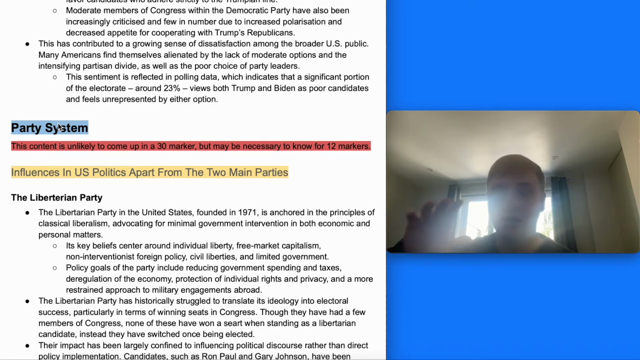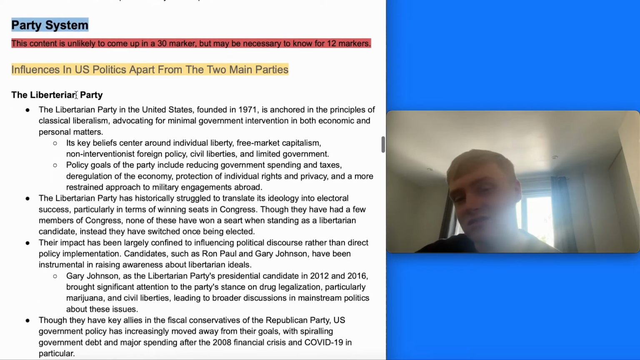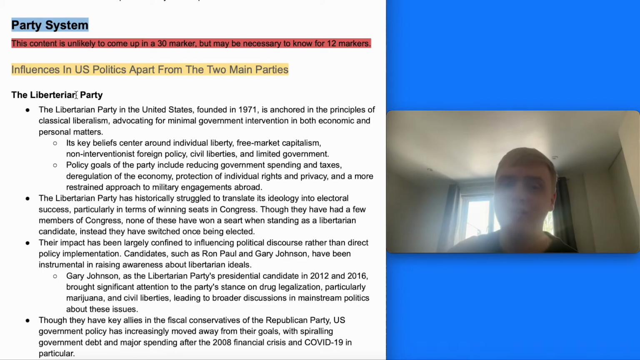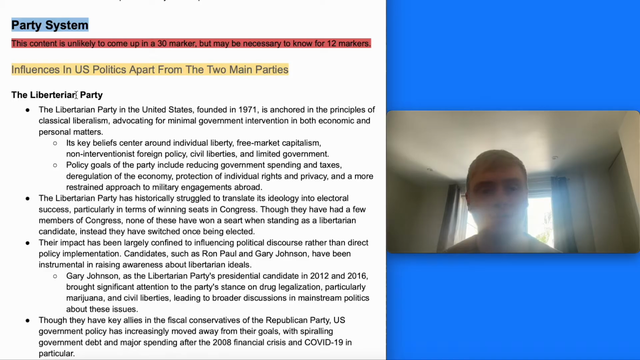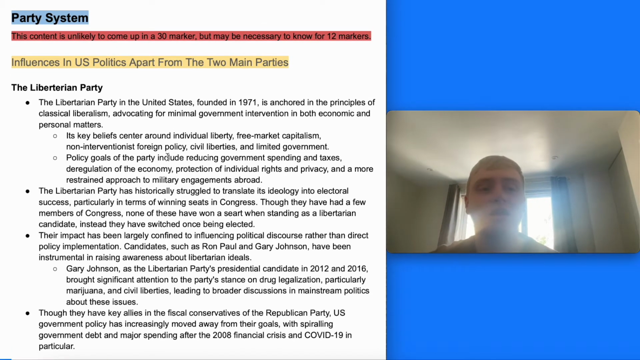Okay, so that's a quick look at comparing the policies of the main parties and some key evaluative points. What we're going to have a look at now, before we look at the coalitions of these parties, just quickly, is the party system. As I note here, this is unlikely to come up in the 30 marker and isn't really a point on the spec, but it may be necessary to know for 12 markers, and it could definitely come up in a 12 marker. So I thought we'd quickly have a look, and it's also just useful to know in terms of US politics and have a bit of a broader understanding.